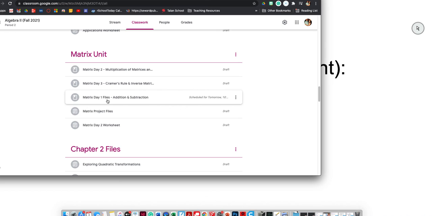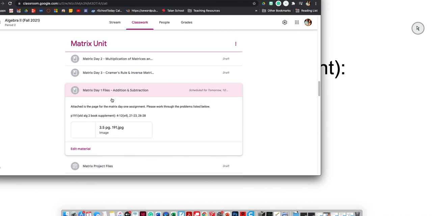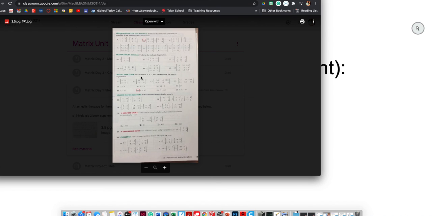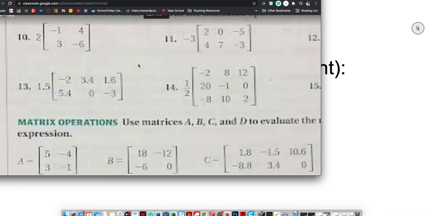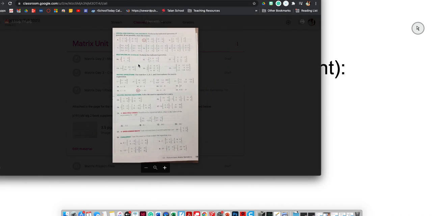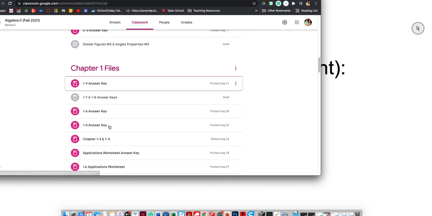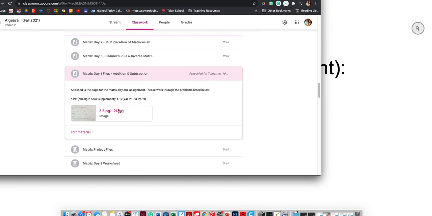So in Google Classroom, it'll be the Matrix Day 1 files, addition and subtraction. It should show up on the stream, but there's an image file of a previous textbook, which you should be able to use to work through your questions, okay? I'm hoping it turns out okay on your Chromebooks, but that's where we're going to do our homework. So let me know if you have any questions on the homework. And like I said, the numbers are with that, so there are your numbers on that assignment, and that will be due the next time we have class.